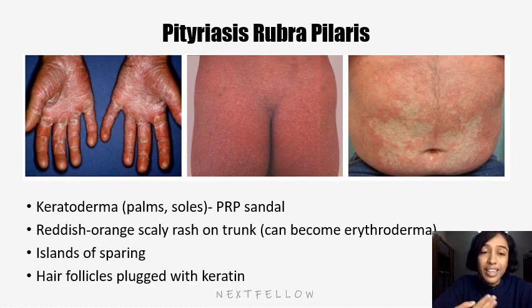This rash can be quite extensive. It can even become an erythroderma. So PRP is another cause of erythroderma. The hair follicles get plugged with keratin, so the rash is quite scaly and bumpy.